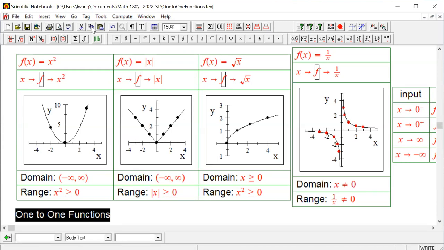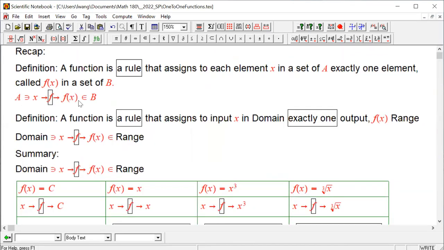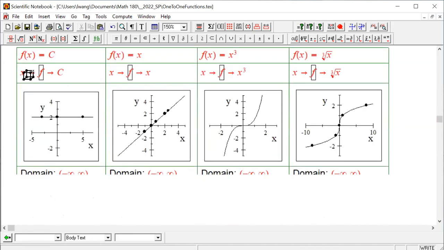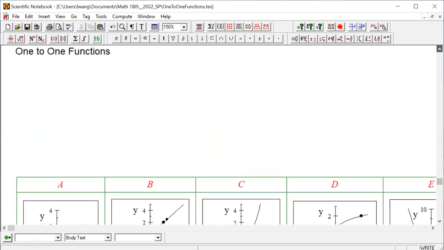So I'm going to put the title on the very top. This lesson is about one-to-one functions, but we haven't introduced the definition of one-to-one function yet, right? So now we're going to introduce the definition. Please get your notebook ready, paper, pencil, and I'm going to type it word for word. It's a very important definition. We're going to use these definitions.